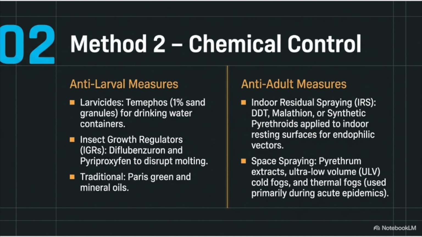Anti-adult measures include indoor residual spraying using DDT, malathion, or synthetic pyrethroids applied to indoor resting surfaces for endophilic vectors, and space spraying using pyrethrum extracts, ultra-low volume cold fogs, and thermal fogs, primarily during acute epidemics.